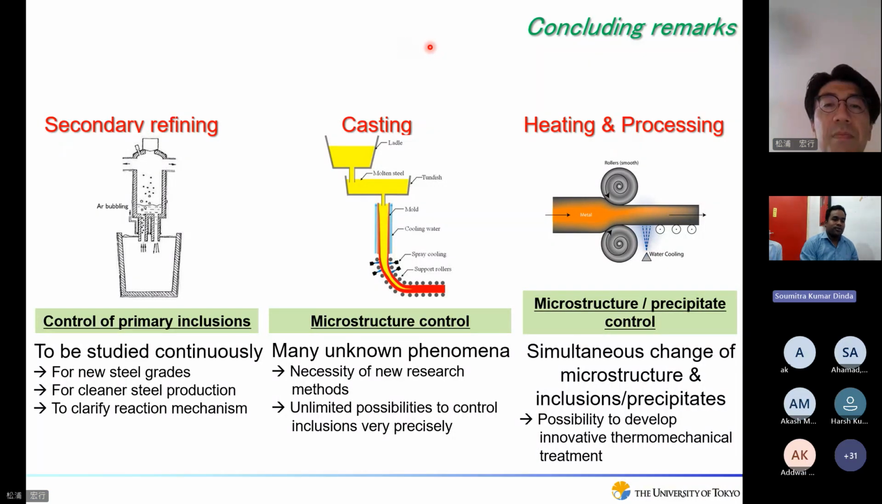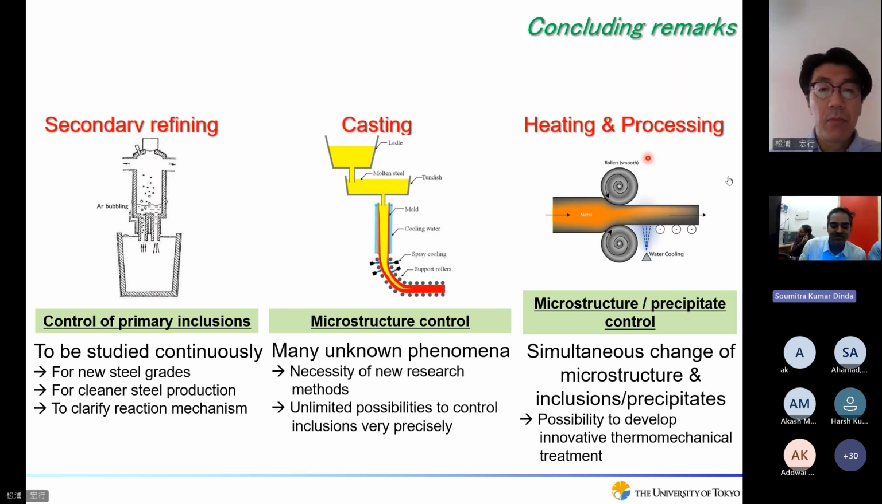Okay, thank you, Professor Matsuura, for the nice talk, especially on inclusion metallurgy, casting, and secondary refining. You discussed a huge amount of content within at least 1 hour. So now I'm opening the question and answer session. If anyone in the audience has any question, please raise your hand. I can unmute you and then you can ask your question. Anyone have any question? Okay, so yeah, one question.